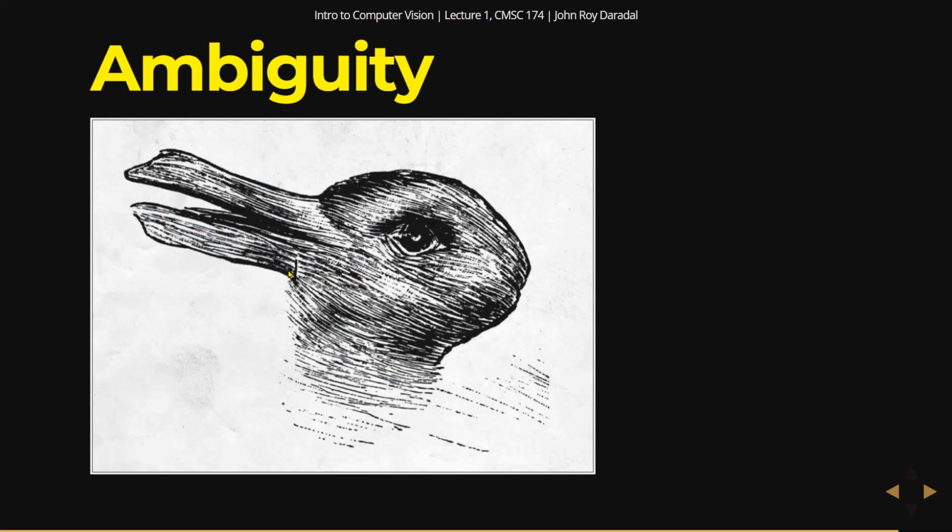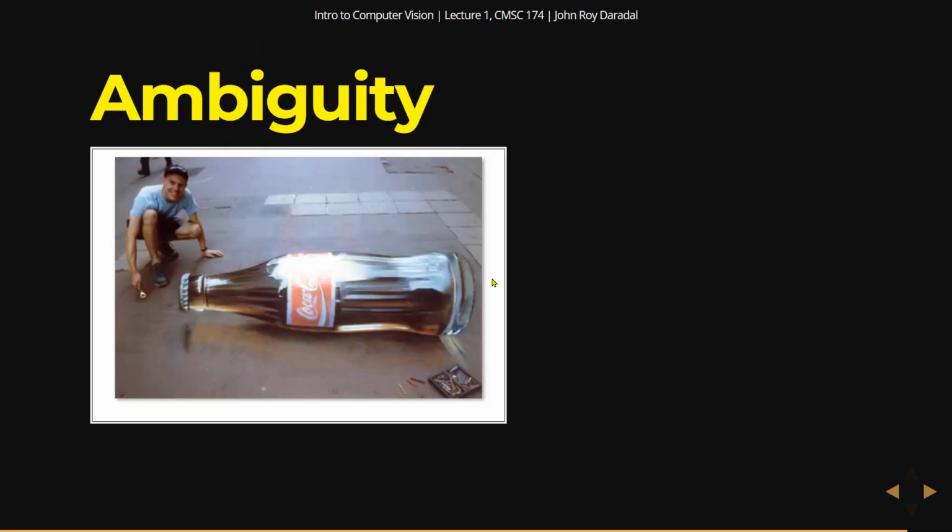Then of course there's also inherent ambiguity. For example, is this a picture of a duck or a rabbit? I'm sure you've seen this picture before. Is this a duck or a rabbit? Depending on which part you look at, it could be both, it could be either one. Some pictures are inherently ambiguous. So how can a computer know which is which?